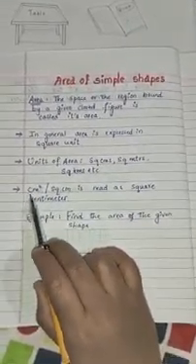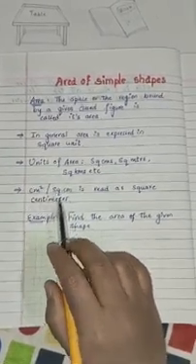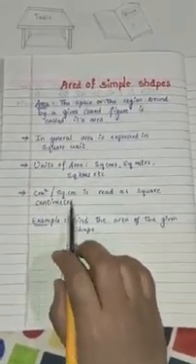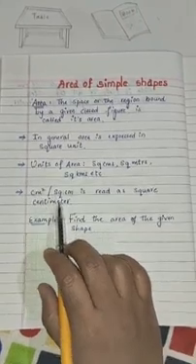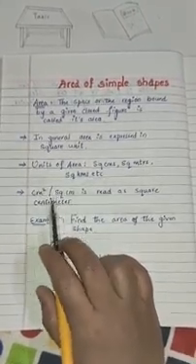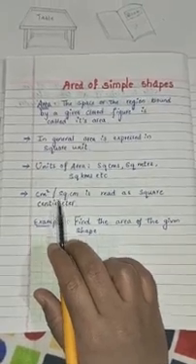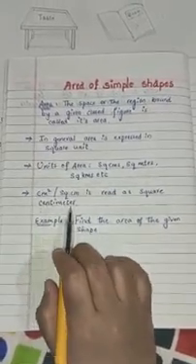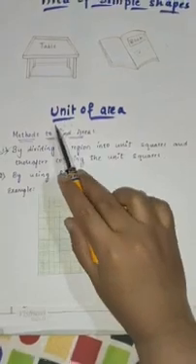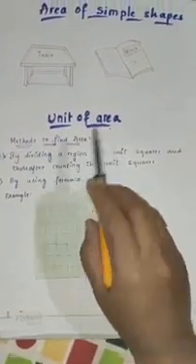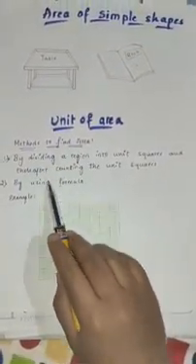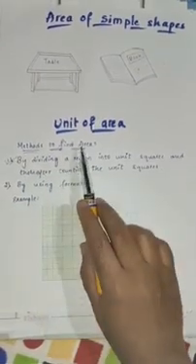Next one, cm square. Can you see this one? Cm square or sq cm. How to read this one? Cm square or sq cm will be read as square centimeter. That is the unit of area. Understood?